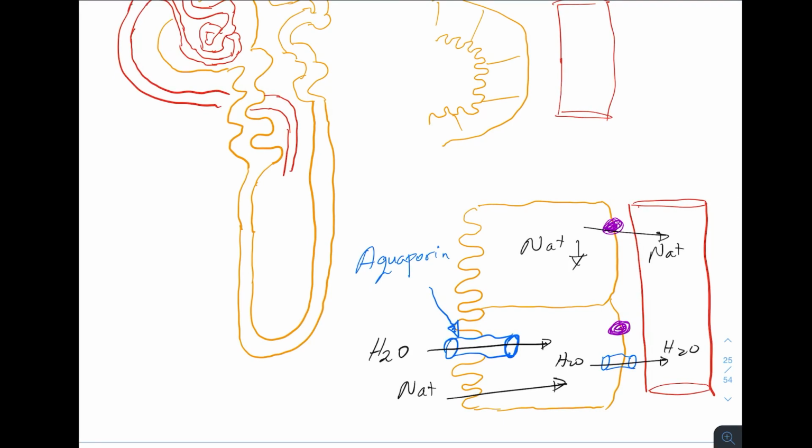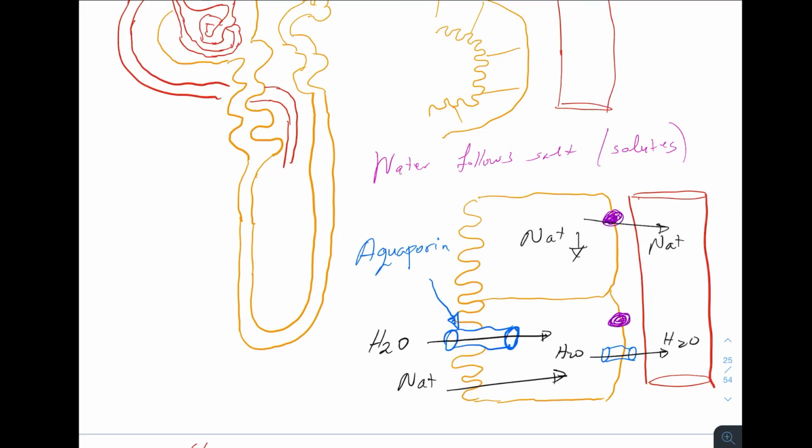Now, in general, we always say that water follows salt. Or actually, not just salt, but we should say solutes to be more general about this. And so think about it this way. We are reabsorbing sodium. We are reabsorbing chloride. We are reabsorbing amino acids. We are reabsorbing glucose. So all of these end up being solutes. Now, water is going to want to follow these solutes. So water is not just going to stay in the tubule lumen, it's also going to move out of the tubule lumen all the way to the bloodstream.